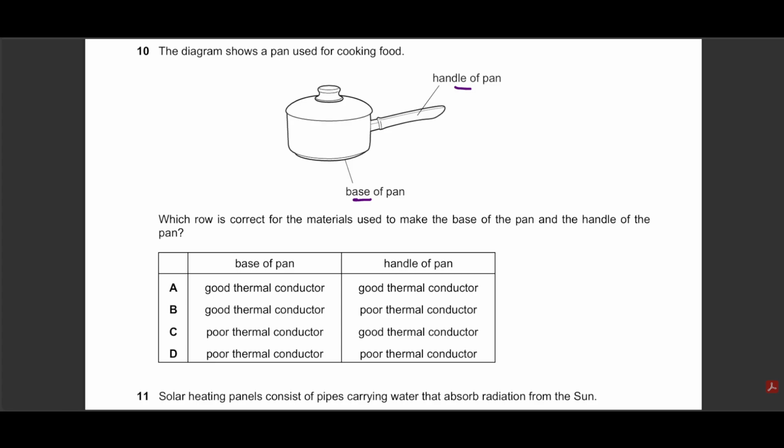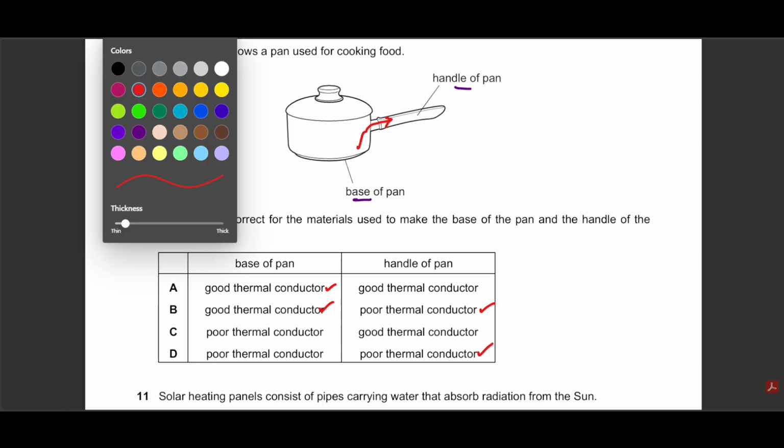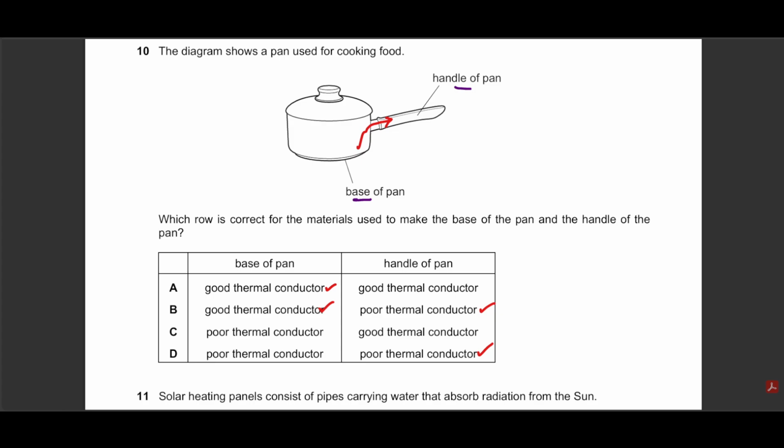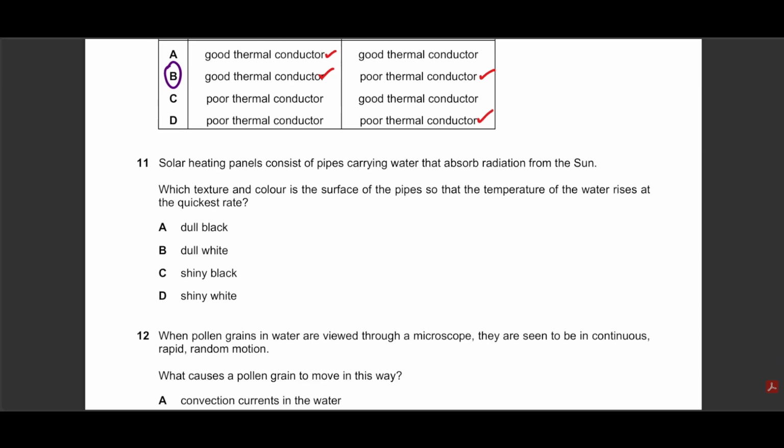So the base of the pan should definitely be a good thermal conductor, and the handle should be a poor thermal conductor, so that heat from the pan does not get to our hands, and it is easy and safe for us to handle while we're cooking food. Option B seems to be the right answer.